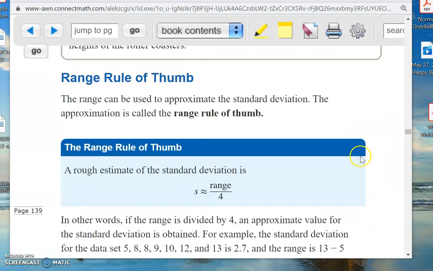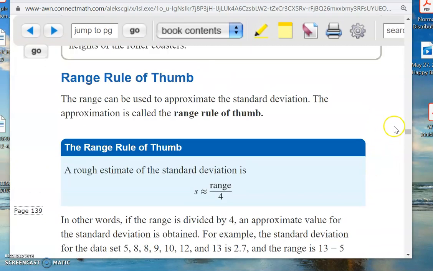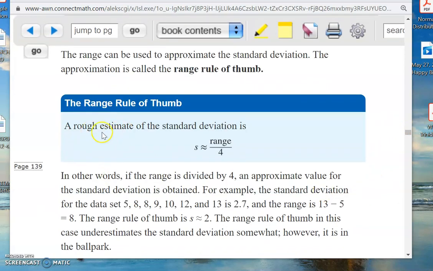Okay. All right, so now let's change the subject. This is now a new topic, range rule of thumb. This is just an approximation. It's handy to have. It's called the range rule of thumb, and it's a rough estimate. A rough estimate of the range is the following. I may have said that wrong. It's a rough estimate of the standard deviation.